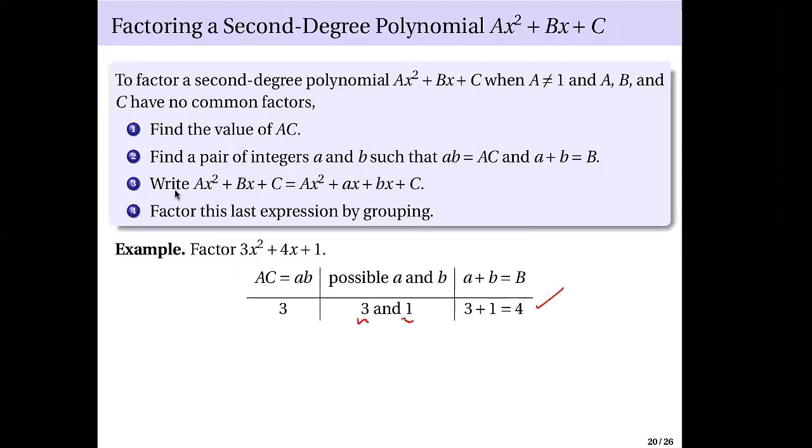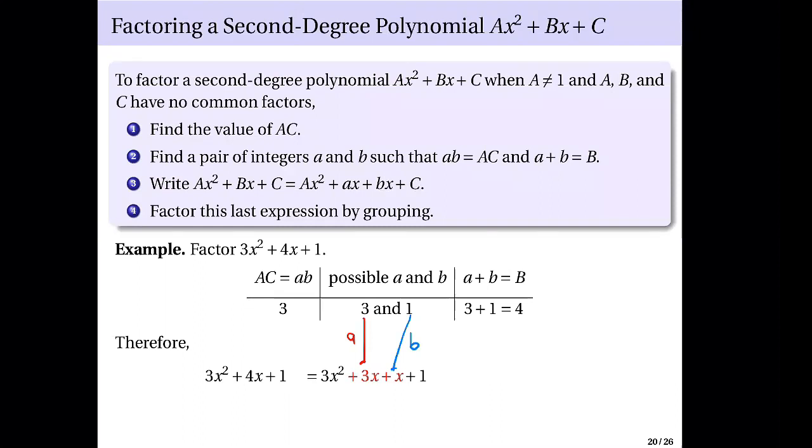Step 3. We now write this expression decomposing small a and small b. So 3x squared plus 4x plus 1 can be written as 3x squared plus 3x plus x plus 1. So this is your small a here, and this is your small b here. That's step 3.